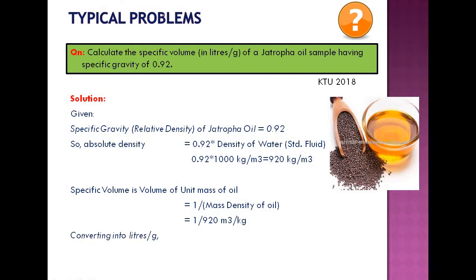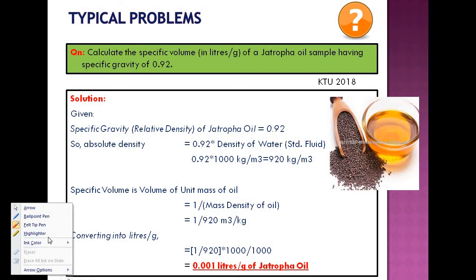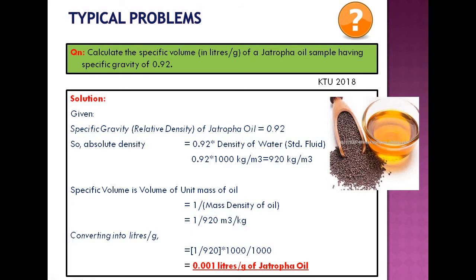You need the value in liters per gram. So, 1 meter cube is 1000 liters. So, how to do that? 1 by 920 multiplied by 1000 divided by 1000. That is, you need, 1 kilogram is 1000 grams. So, multiplied by 1000 in the numerator as well as multiplied by 1000 in the denominator. That gives you the value of 0.001 liters per gram of Jatropha oil. That is the specific volume of Jatropha oil.